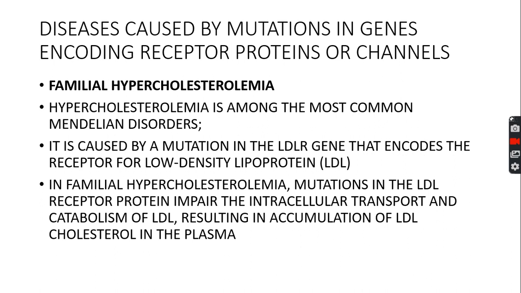We also look at diseases that are caused by genes encoding receptor proteins or channels. One of these is familial hypercholesterolemia. As we had mentioned, hypercholesterolemia is among the most common Mendelian disorders, and it's caused by mutations in the LDLR gene that encodes the receptor for low-density lipoprotein. In familial hypercholesterolemia, mutations in the LDL receptor protein impair the intracellular transport and catabolism of LDL, resulting in accumulation of LDL cholesterol in the plasma.